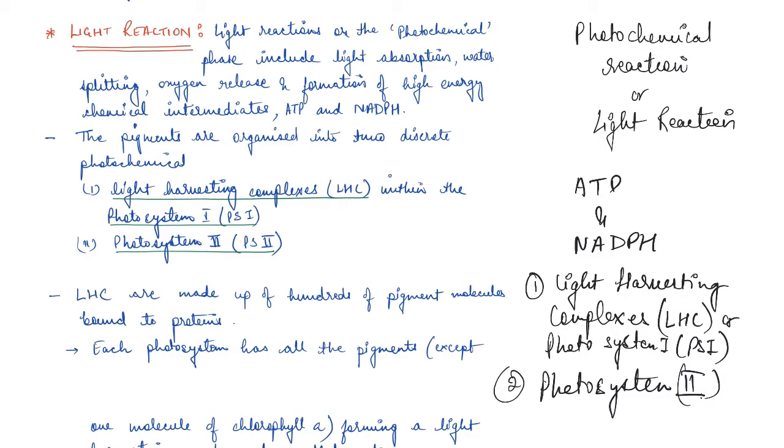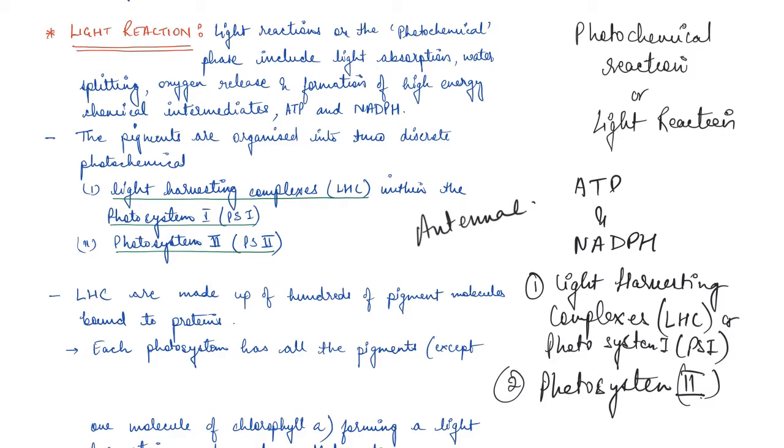Now the light harvesting complexes, the LHC, are made up of hundreds of pigment molecules which are bound together to proteins. Now each photosystem, guys, remember, has all the pigments except one molecule of chlorophyll A, forming the light harvesting system, which is also known as antenna. Now these pigments help to make photosynthesis more efficient by absorbing different wavelengths of light.